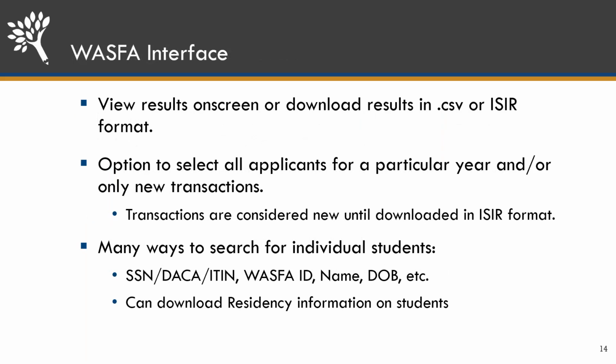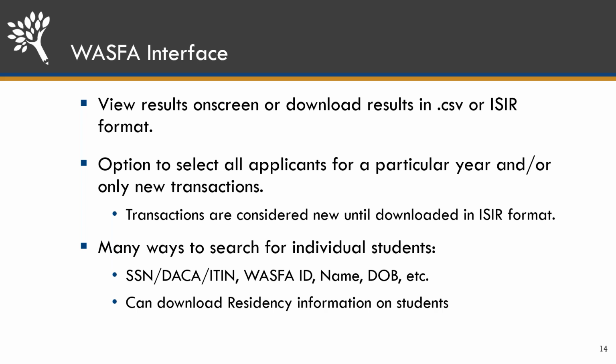All right, you'll be able to view results on screen or download the results in a CSV or ISER format, which is convenient when you need to share it with other departments in your campus. You have the option to select all applicants for a particular year and or only specific transactions or new transactions. Transactions are considered new until downloaded in the ISER format. So you'll continue to see a little new icon on those until you do download them.